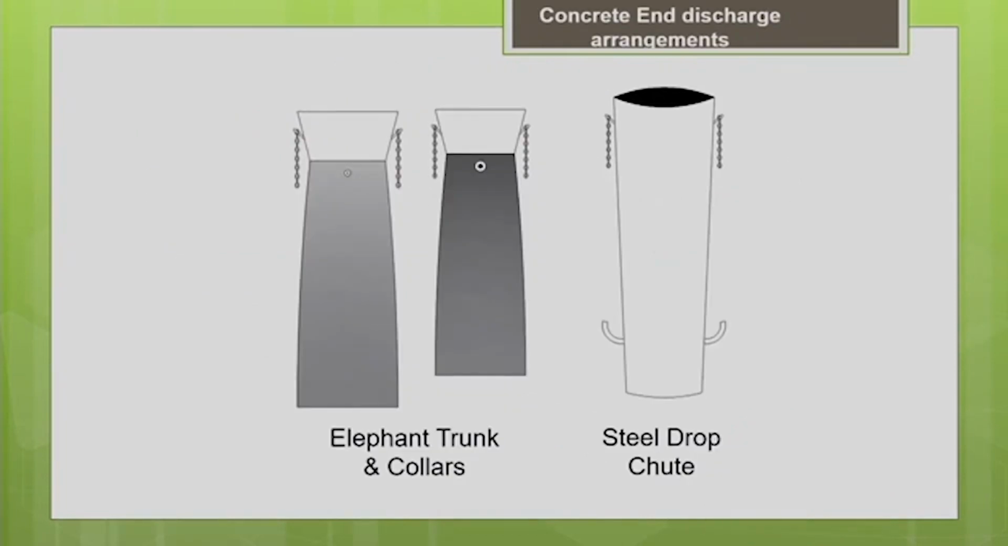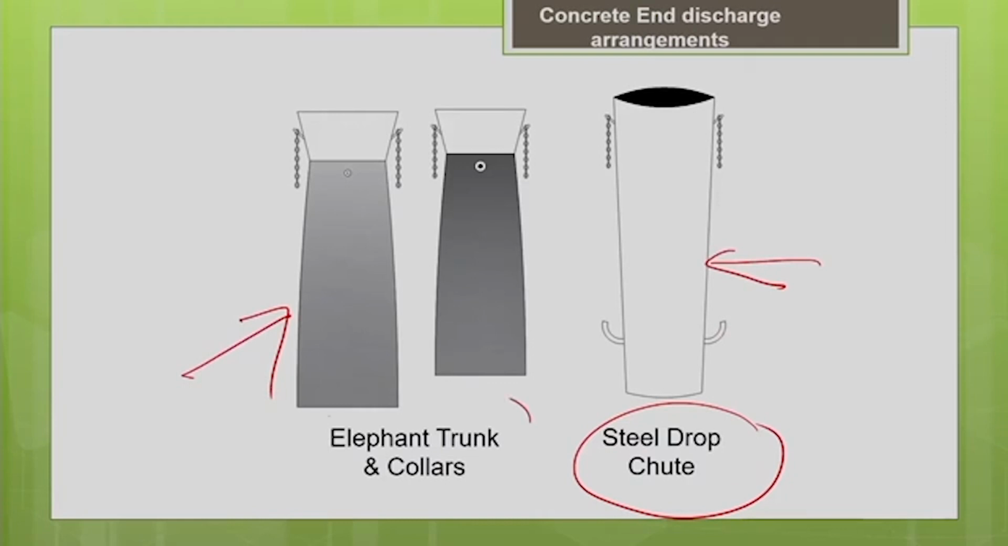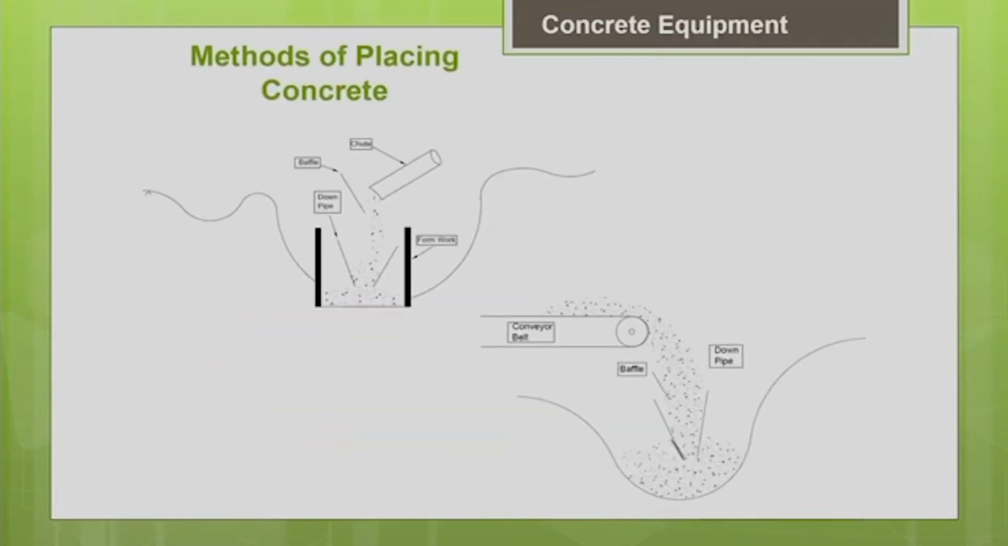These are the devices which we commonly use for the end discharge of the concrete. This is nothing but a vertical drop down pipe, a steel drop chute. It can be a rigid pipe or it can be a flexible pipe. When it is a flexible pipe, we call it an elephant trunk and collars. These are the schematic pictures which show the right method of placing the concrete. Say for example, if you want to place concrete into a column formwork, you are going to do the concreting of a column.